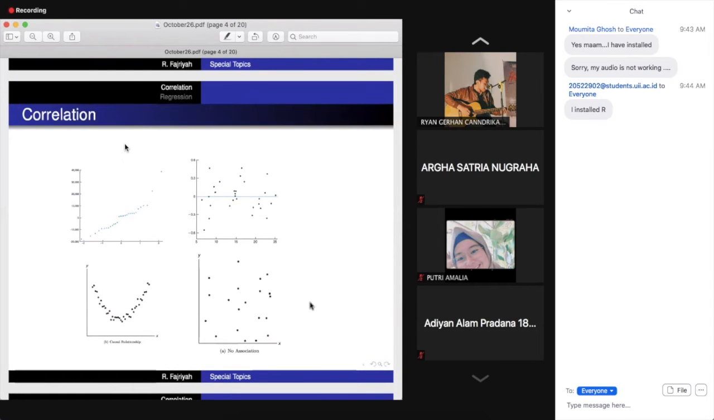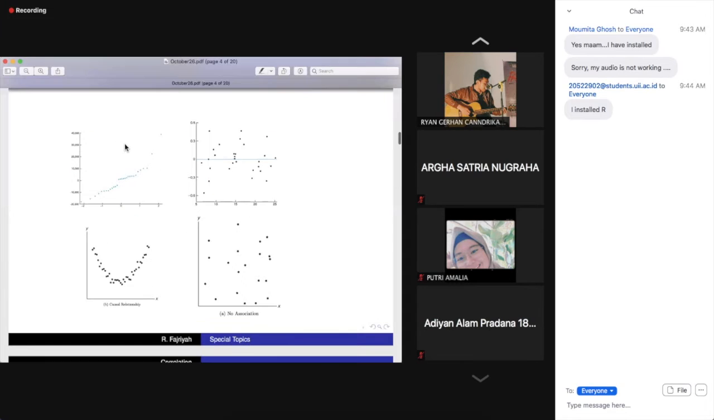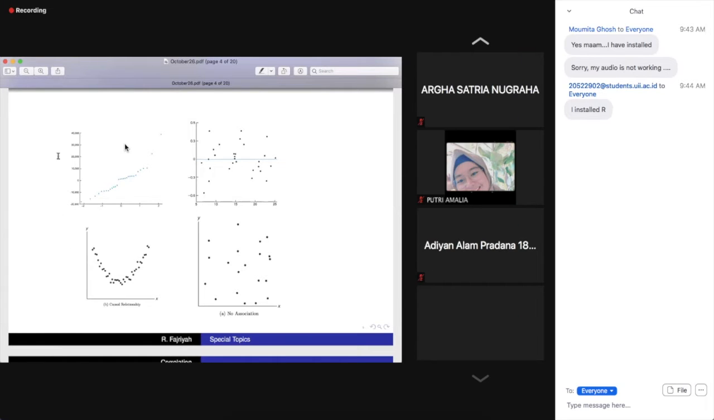Because this is about correlation and this is about two variables. For example, here we have two variables which are x and y. Okay. The first picture in here, we have four pictures. We can say this one is A, B, C, and D.